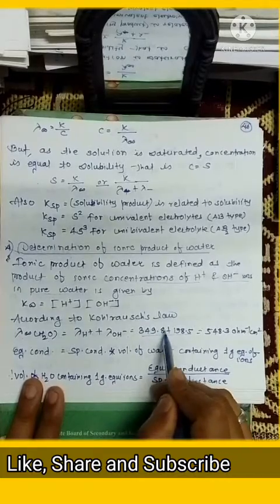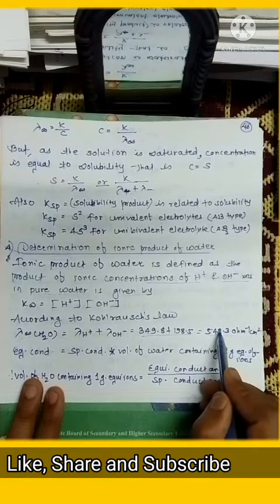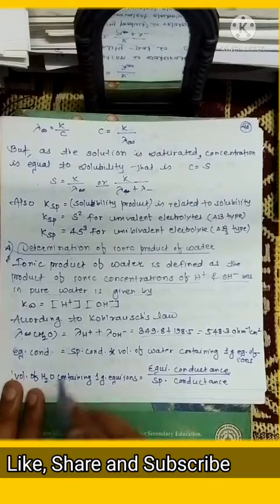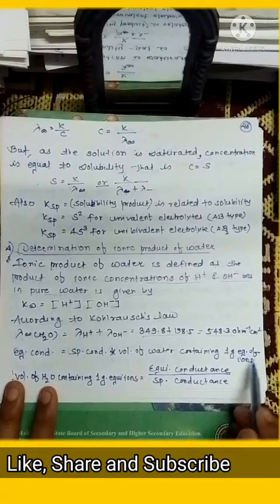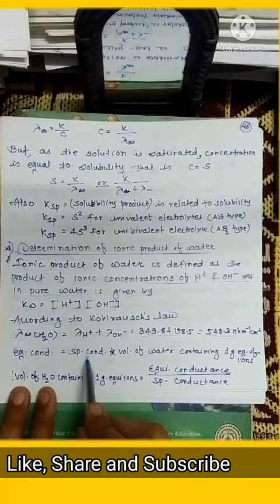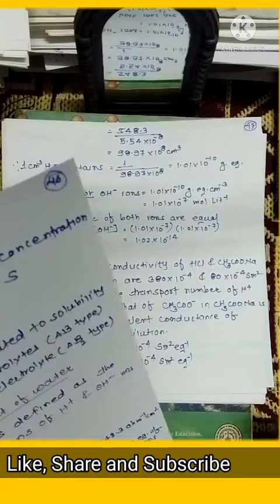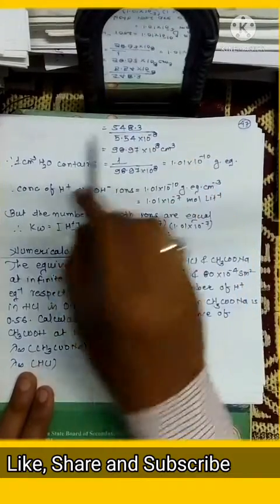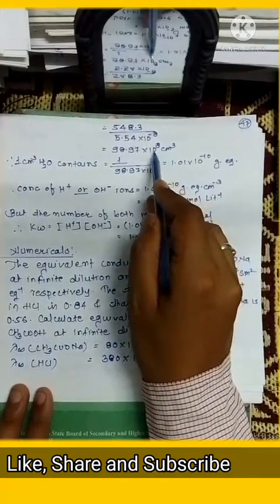So its value is 349.8 plus 198.5. After addition of these two values, we get 548.3 per ohm centimeter square. We know that equivalence conductance is equal to specific conductance multiplied by the volume of water containing 1 gram equivalent of ions. So the volume of water containing 1 gram equivalent of ions is equal to equivalence conductance divided by specific conductance. After solving this, we got 98.97 multiplied by 10 raised to the power 8 cubic centimeter.